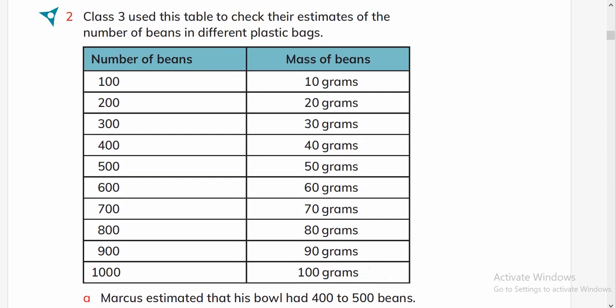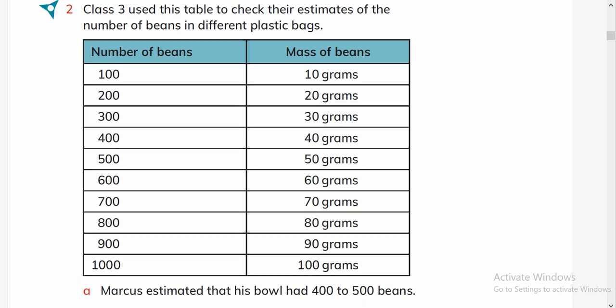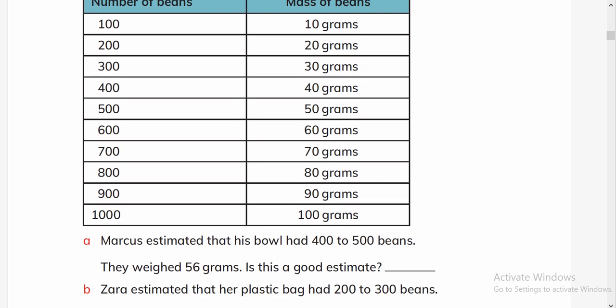Okay. Class 3 used this table to check their estimates of number of beans in different plastic bags. Number of beans, 100 beans, and the mass of the beans is 100 grams. It means 100 beans are equal to 100 grams. 200 beans, 200 grams. 300 beans are 330 grams. 400 beans is 40 grams.